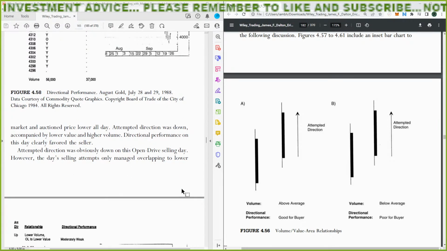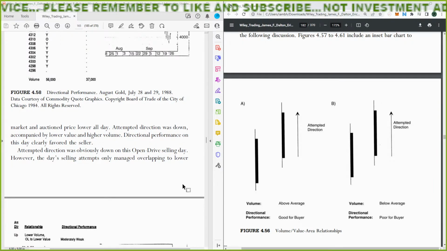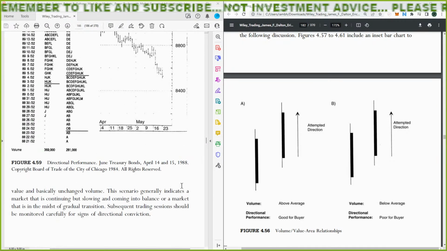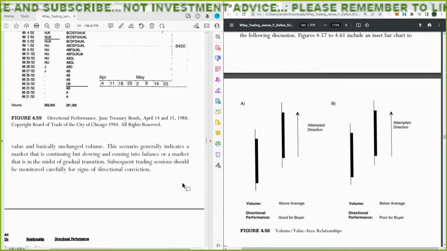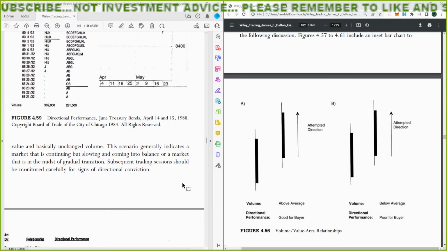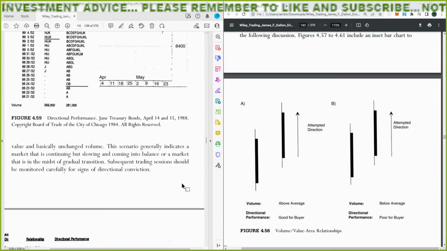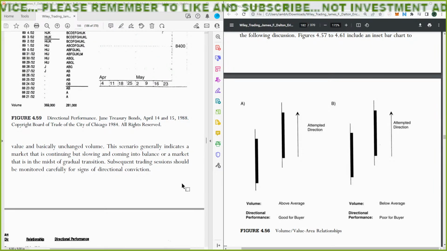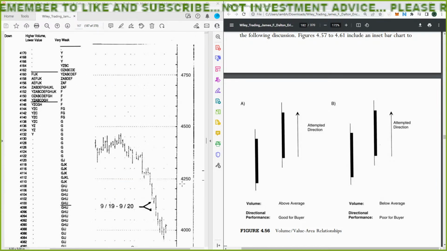Attempted direction was obviously down on this opening drive selling day. However, the day's selling attempts only managed overlapping to lower value and basically unchanged volume. This scenario generally indicates a market that is continuing but slowing and coming into balance, or a market that is in the midst of a gradual transition. Subsequent trading sessions should be monitored carefully for signs of directional conviction.